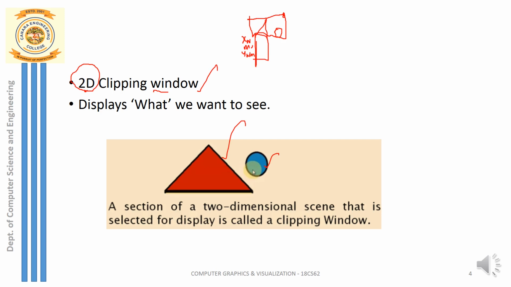So you can call this clipping window something like what we want to see. What is the meaning of what we want to see? Out of this entire screen, which portion of the screen do we want to see? That is obtained with the help of this clipping window or clipping rectangle. And this is the section that we finally want to see on my display window. We'll move further now.